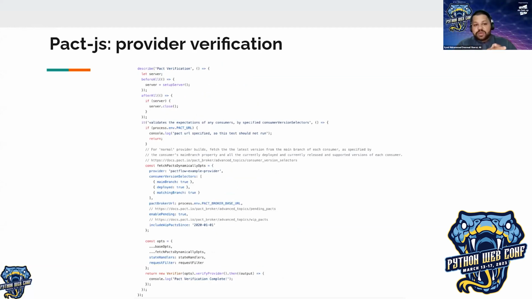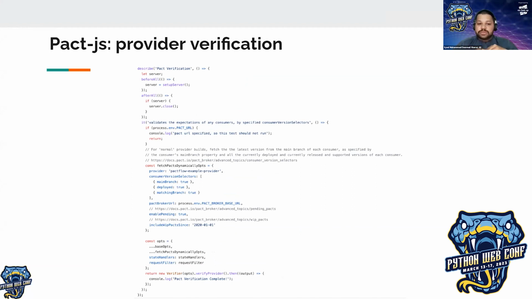On the other spectrum, there is provider verification. So remember we talked about how in provider verification, we'll replay each interaction against a provider service, and we'll compare the response of the provider with what we have in our contract.